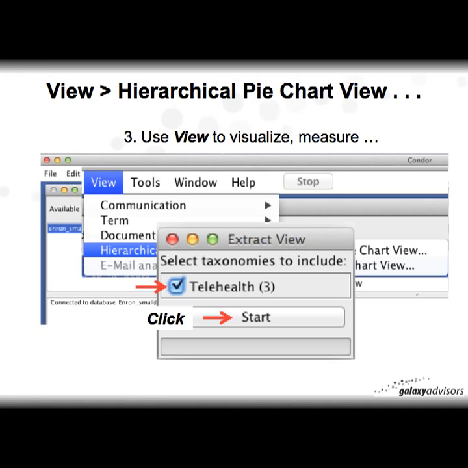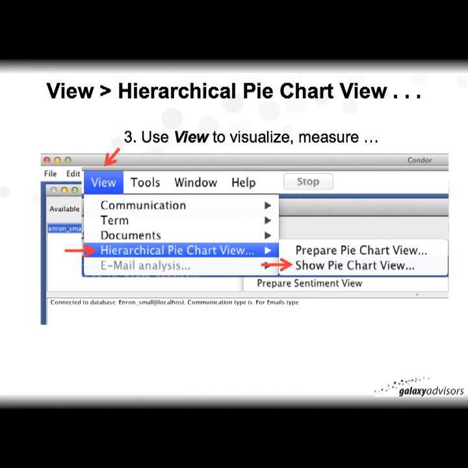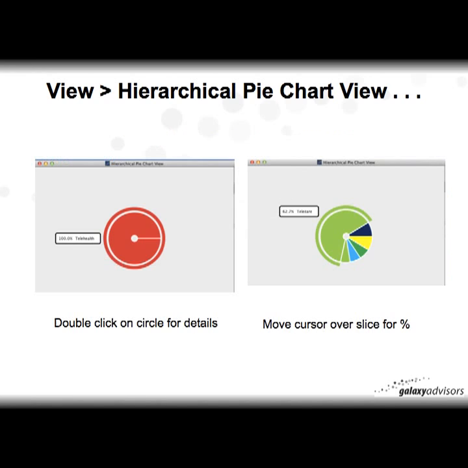At this point, I'm selecting telehealth and clicking Start. When it's done, a little blue line will flash below it. Just click Close. Now I'm going to click View Hierarchical Pie Chart and Show Pie Chart View. At this point, it's going to give me a pie chart in red. It's going to say, hey, 100% of this is telehealth. That was my taxonomy. If you double click on the red circle, you can get the details, which will show you the one on the right.